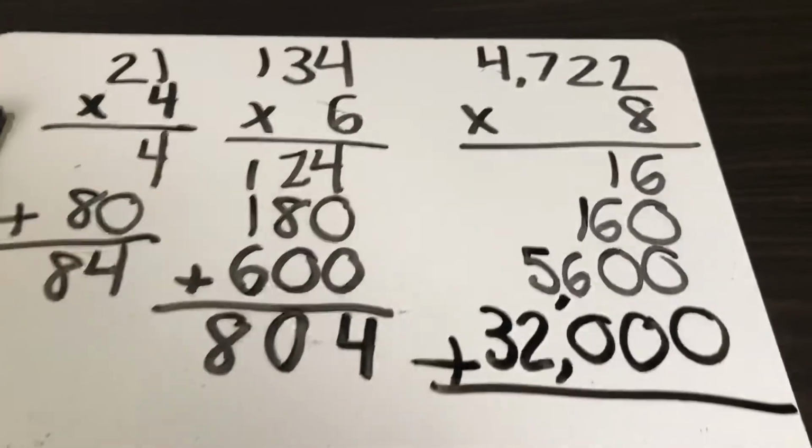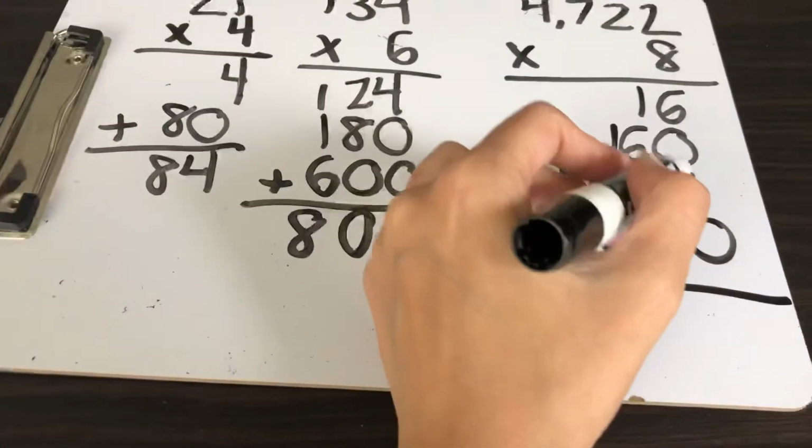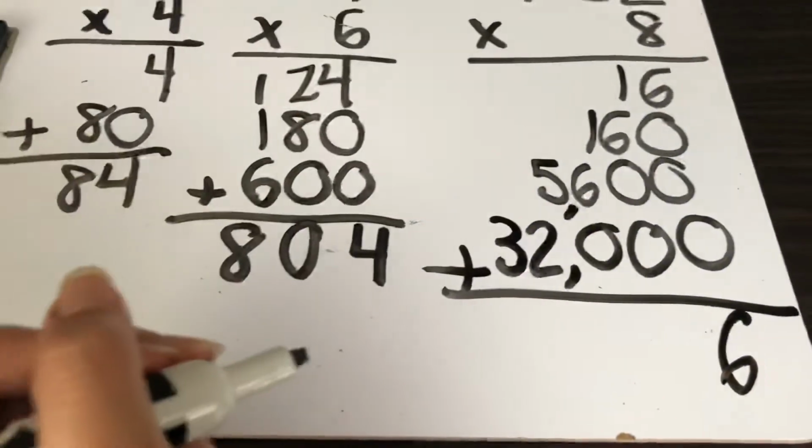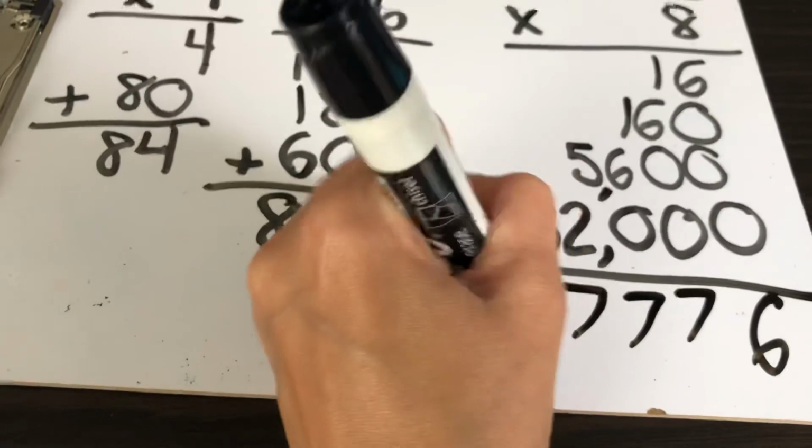And lastly, just like all the others, we're going to add up our partial products. 6 plus 0 plus 0 plus 0 would be 6. This would be 7, 7, 7, and 3.